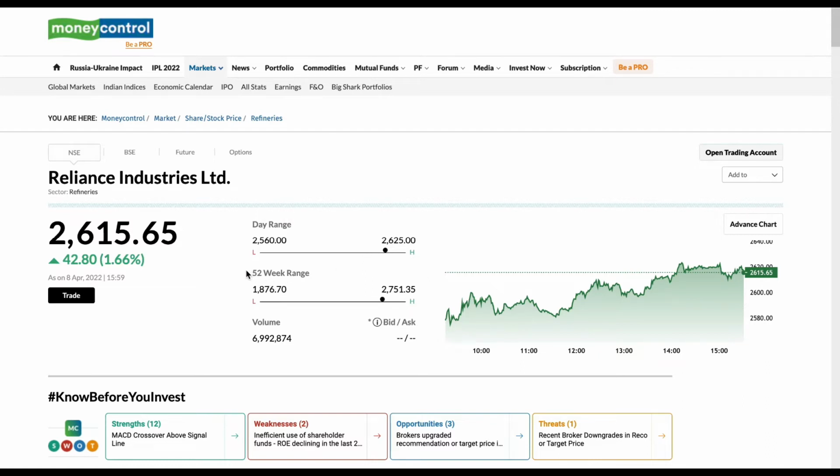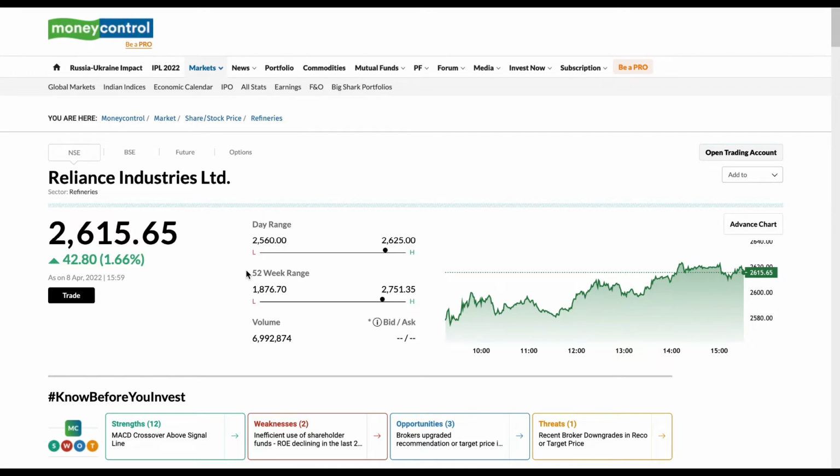Then there's the 52-week range. The 52-week range corresponds to the minimum and maximum price of the stock over the past 1 year. 52 weeks equals 1 year. So the lowest price it has been is 1876.70, and the highest price is 2751.35, and as it is at 2615.65, it is closer to the highest point.